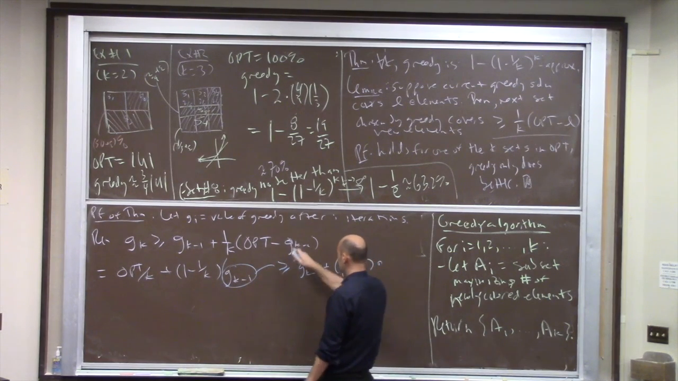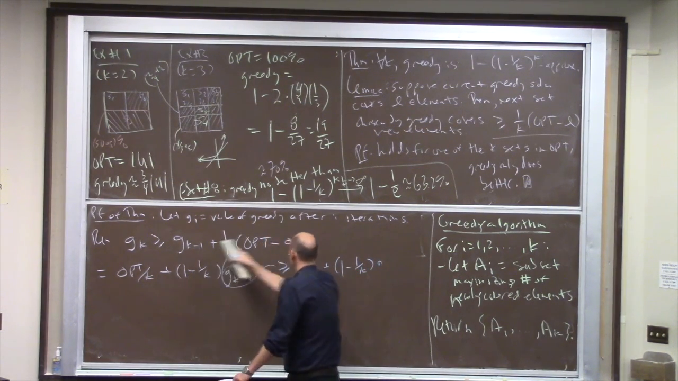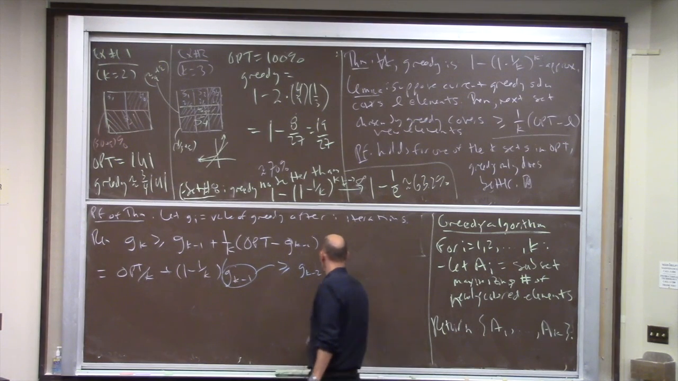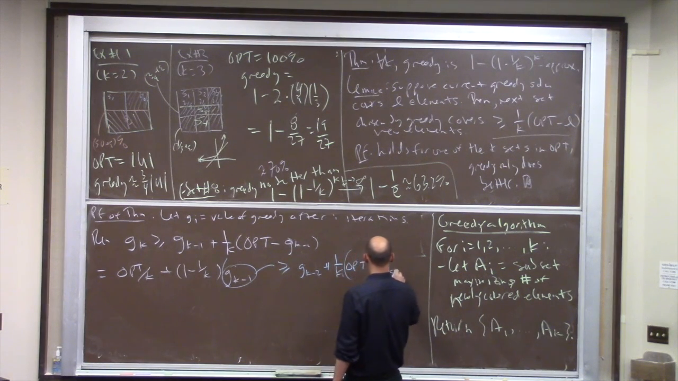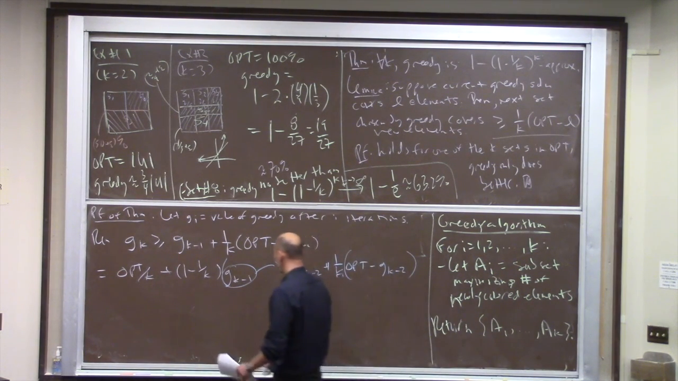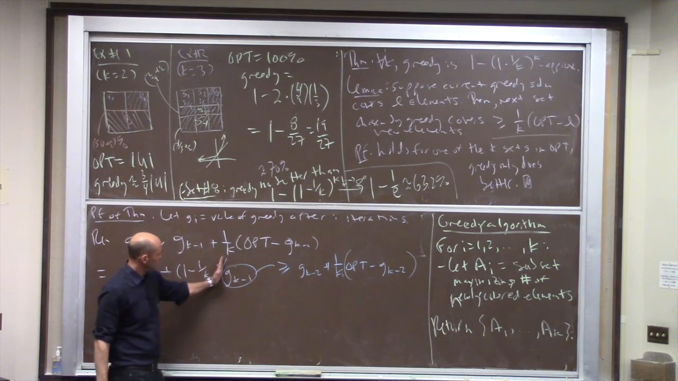Let's see. I see. I'm getting ahead of myself. Okay. Plus 1 over K opt minus GK minus 2. Okay. So this is just applying the lemma to GK minus 1.